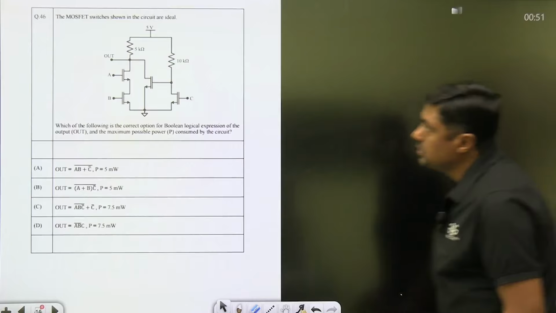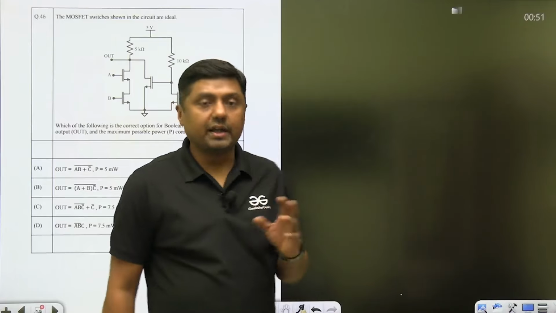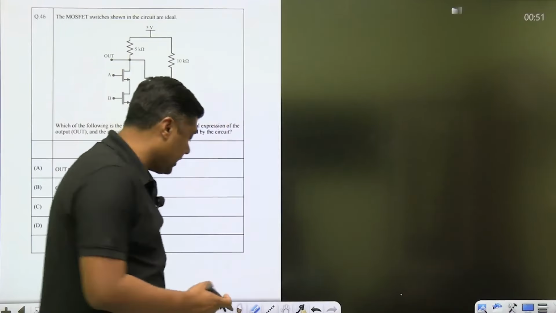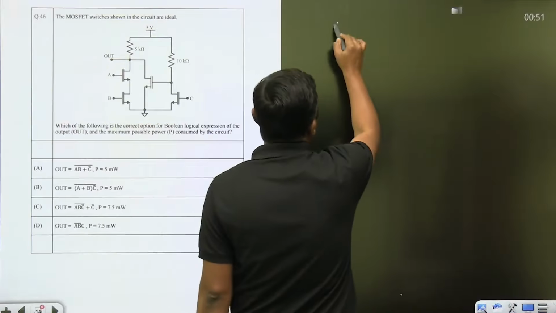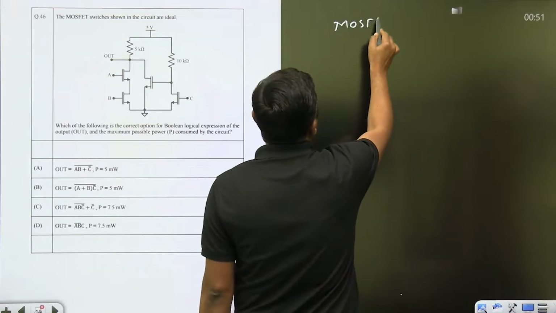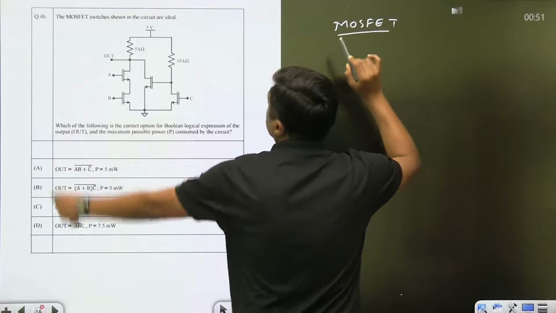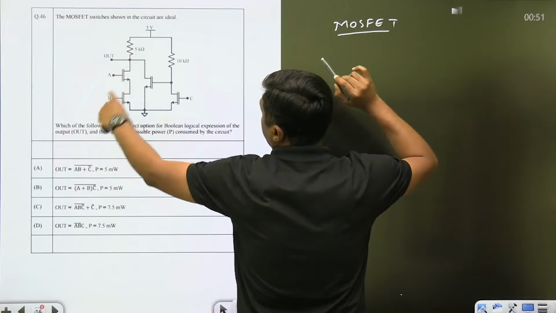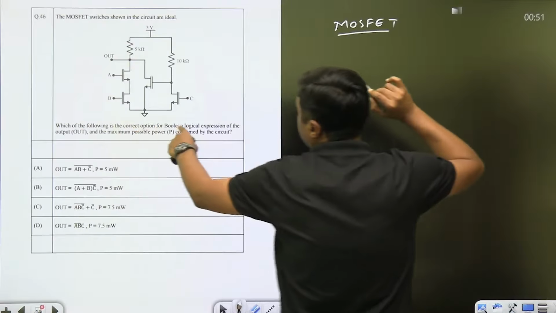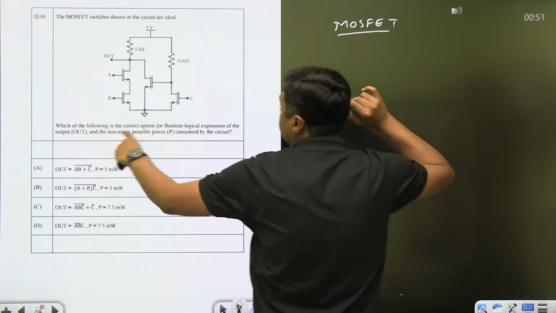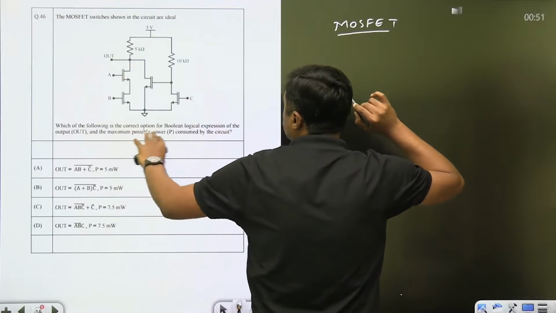Thank you. So there is one question from the analog, guys. And in analog we have the MOSFET, and one word is written here, what? MOSFET switch shown in the figure. Which of the following is the correct option for Boolean logical expression of the output and maximum possible power?